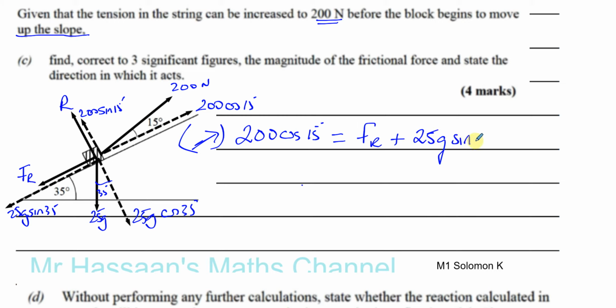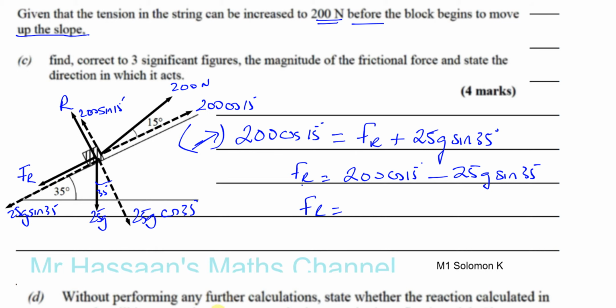Now remember, this is still in equilibrium because it says it can be increased to 200 newtons before the block begins to move up the plane. So that's like the limit, so it's still in equilibrium. If we just rearrange this, we have all the information we need except for the friction. We can rearrange this and find what the friction is. It's going to be 200 cosine 15, take away 25 G sine 35, and that will be our frictional force.